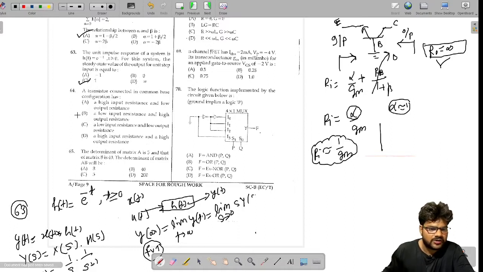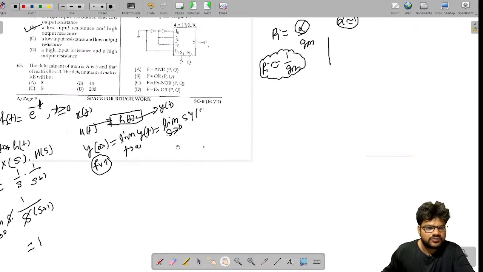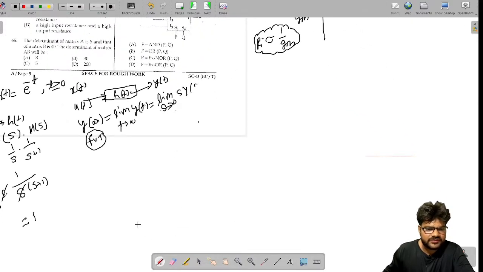Right? So the correct option with this will be B. Now let us go to the next question, that is question number 65. Question number 65 is from mathematics, and we are given the determinant of matrix A.